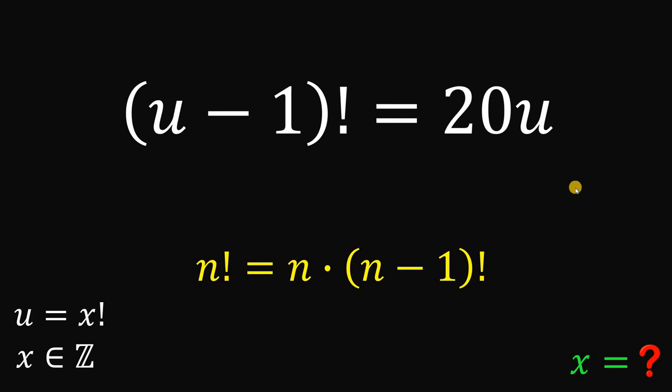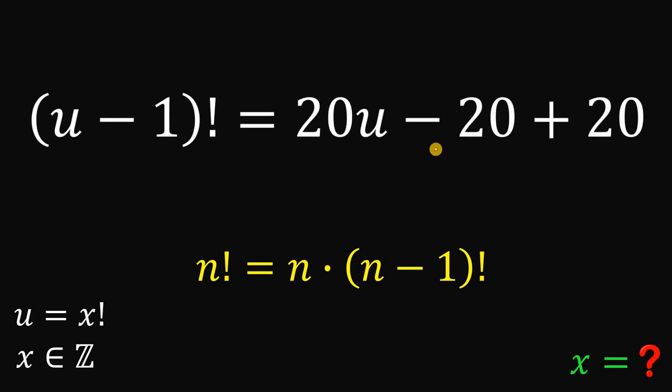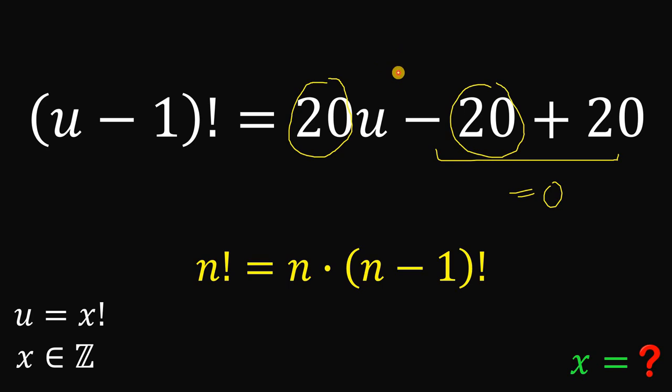Alright. And then we notice that we have here u minus 1 factorial equals 20u. And now what we're going to do here is to subtract 20 and add 20. Now your question is, what is the reason of subtracting 20 and adding 20? Take note, this is just equal to 0. Alright, but if we factor out 20 from 20u minus 20, we get u minus 1. And we have also u minus 1 on the left hand side of our equation. So that is the main reason.